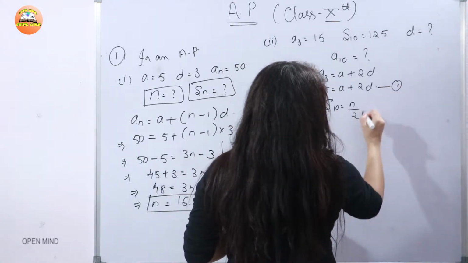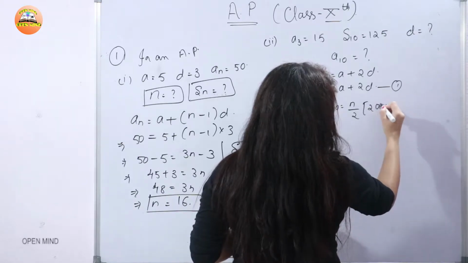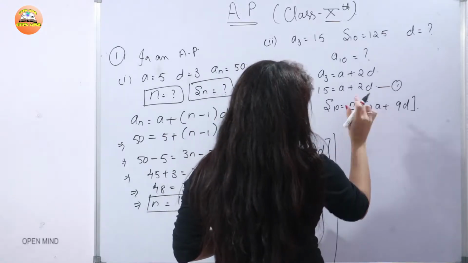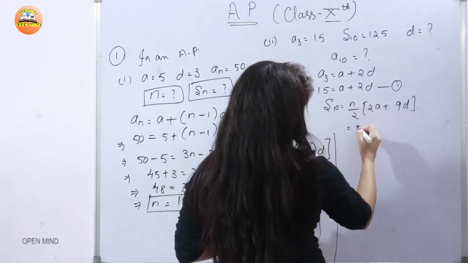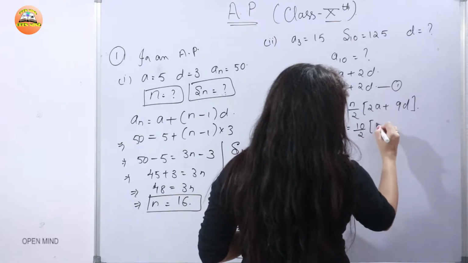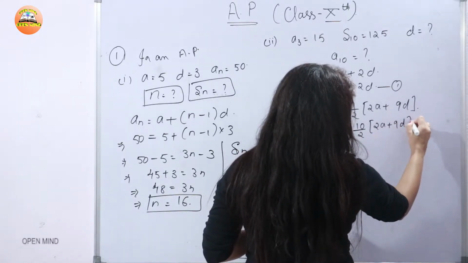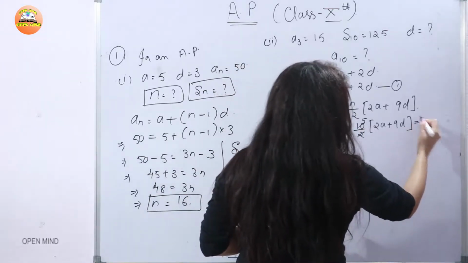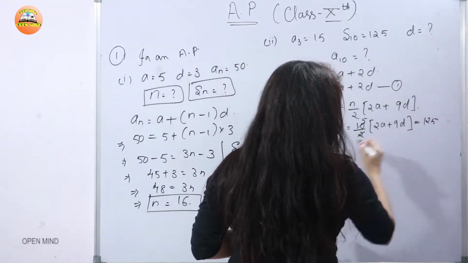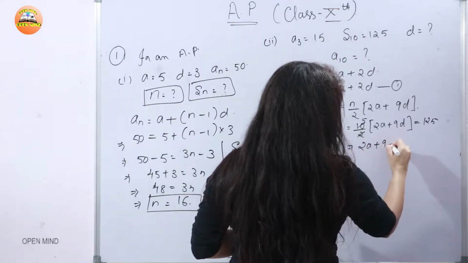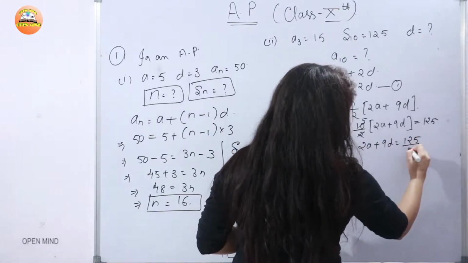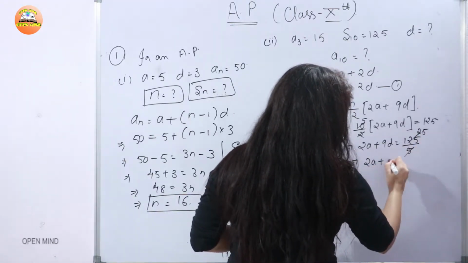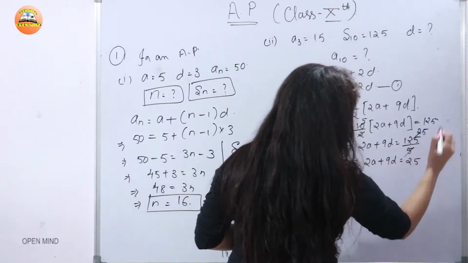S10 is equal to N by 2, 2A plus 10 minus 1, that is 9 into D. So what is 10 here? N here, N is equal to 10. So you can write down 10 by 2, 2A plus 9 into D is equal to 125. Now this implies 2A plus 9D is equal to 125 by 5. 5 2s are 10, 5 5s are 25. So this implies 2A plus 9D is equal to 25.